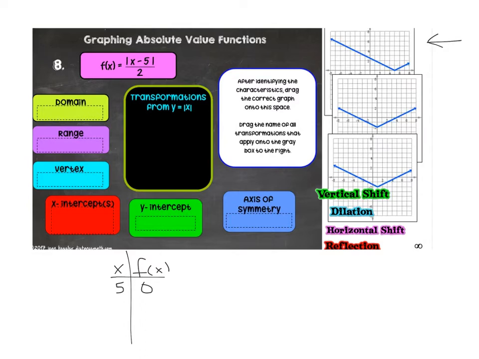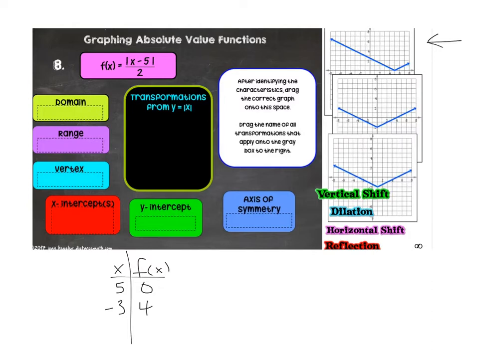Negative, let's say we did -3. -3 minus 5 is -8. The absolute value of -8 is +8. 8 divided by 2 is 4. So let's see, -3, +4. And that one's on the graph. So I know it's this top one.